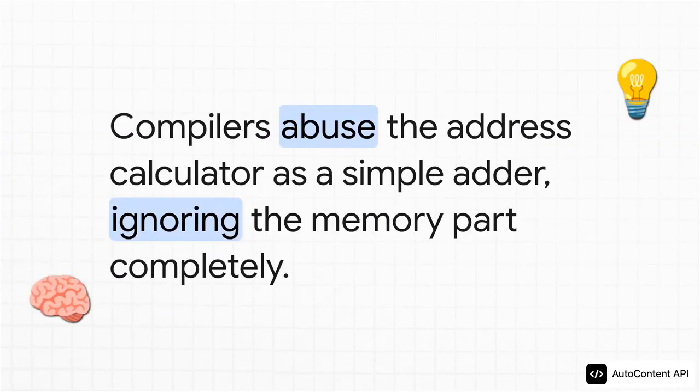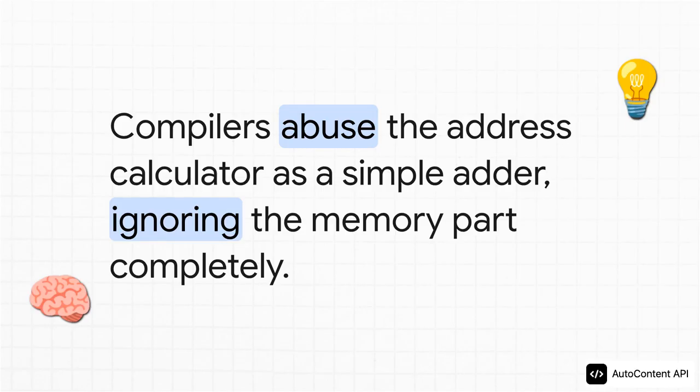The people who write compilers realized, wait a minute, the processor's hardware for calculating addresses is basically just a really powerful, really fast adder. So they thought, hey, why don't we just hijack that hardware? We can feed it our two numbers as if they were a base location and an offset, let it do the addition for us, and then just grab the result without ever caring about memory at all.